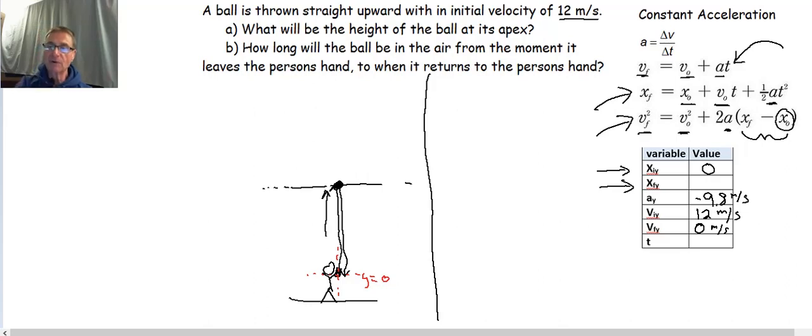So V final squared, I'm going to use the fourth equation here. V final squared is 0, so 0 squared equals V initial squared, which is 12 meters per second squared, plus 2 times a, which is negative 9.8 meters per second squared, times x final.